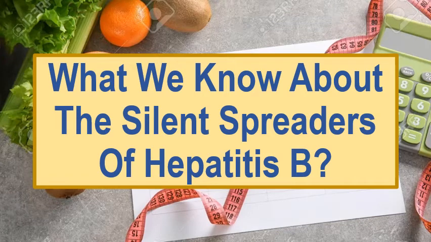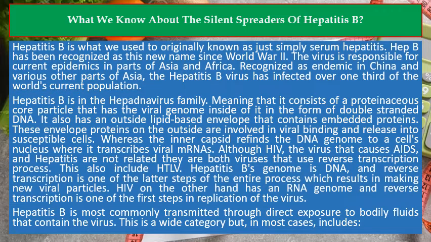What we know about the silent spreaders of hepatitis B. Hepatitis B is what we originally knew as simply serum hepatitis. Hep B has been recognized by this new name since World War II. The virus is responsible for current epidemics in parts of Asia and Africa.